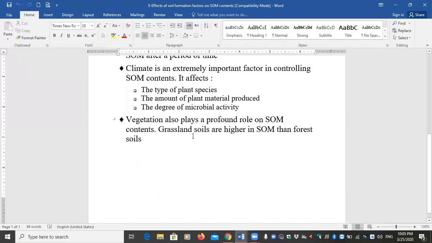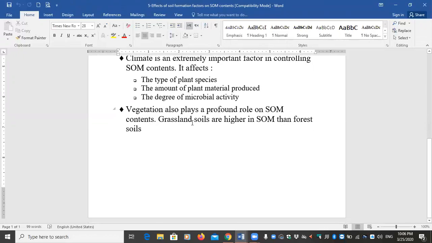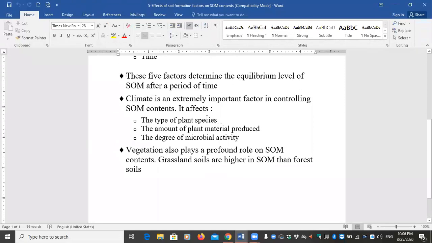And here, because the roots of the grasses are so dense and so much in contact, and they are continuously dying and decomposing in the upper part of the soil, much more than the residues of the forest, that's why it leads to higher soil organic matter in these soils.